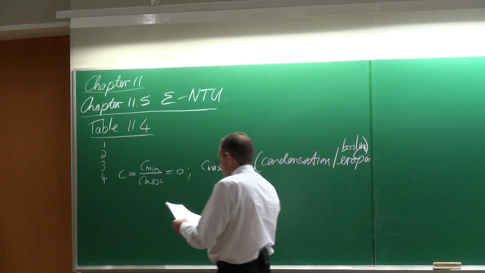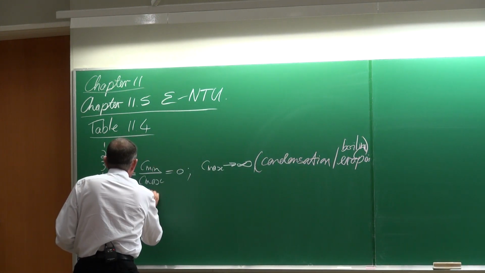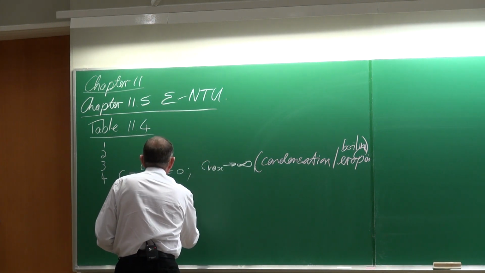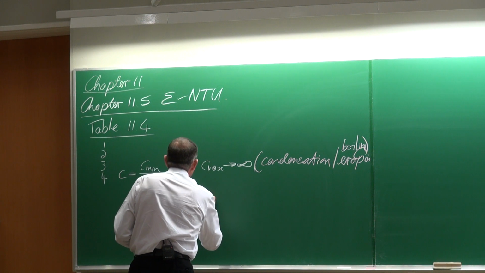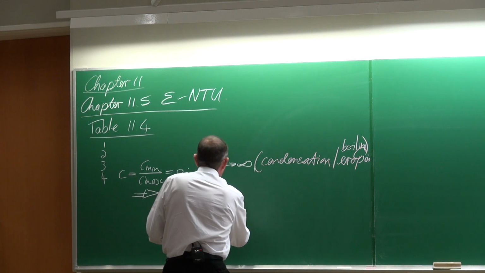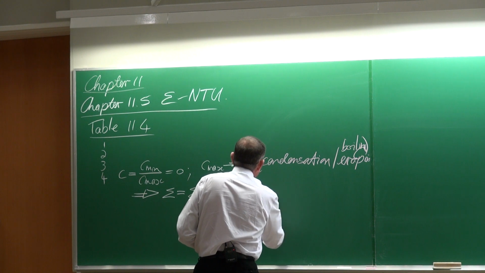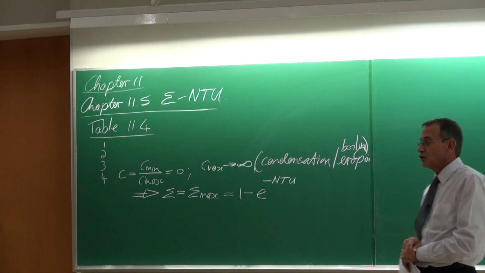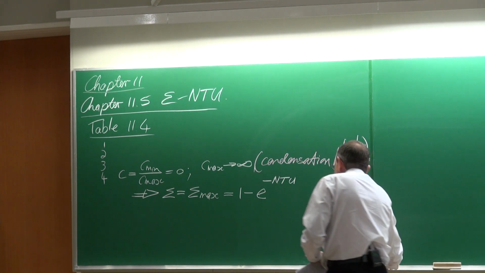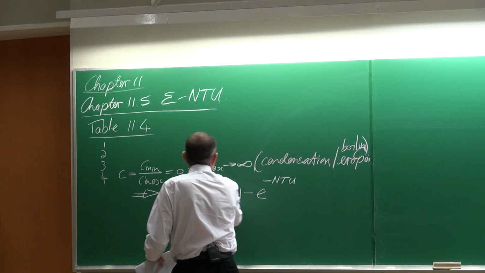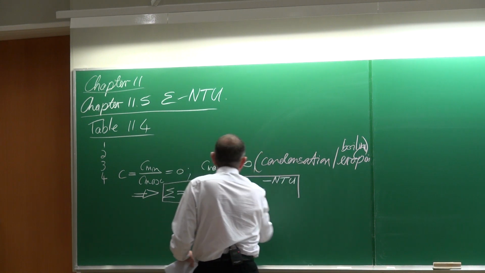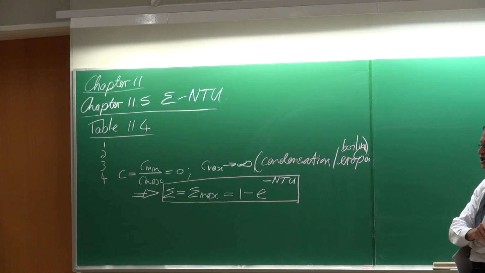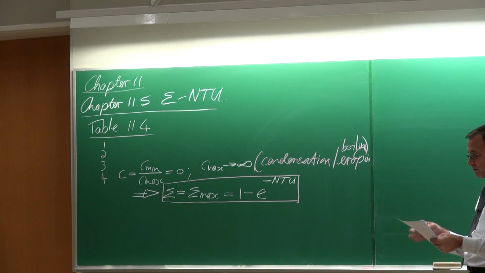And for those cases, if you've got the case where C equal to 0, then the effectiveness of your heat exchanger is equal to E max is equal to 1 minus e to the minus NTUs. NTUs, the number of transfer units. So that is a very important equation that is valid if we've got condensation, boiling, and or evaporation.